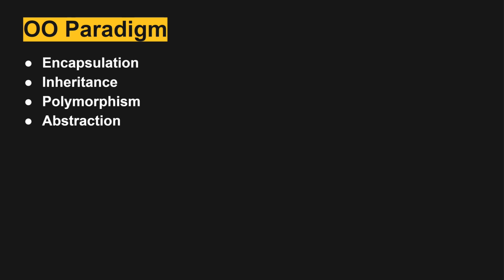Last, we have abstraction, which basically means that the language will hide the complex implementation details and only show what is necessary for the rest of the program to interact with and use the class or object. And so this simplifies the interaction with objects by providing clear interfaces for the program to interact with.